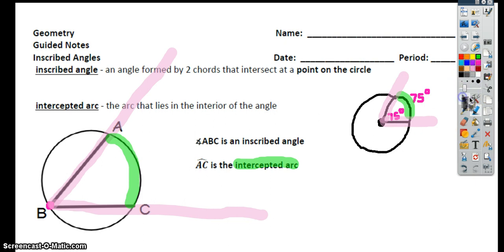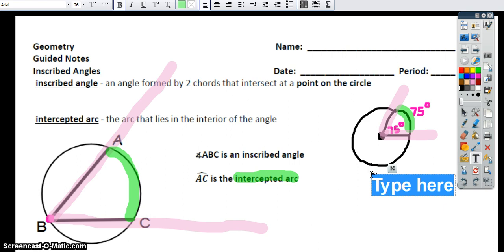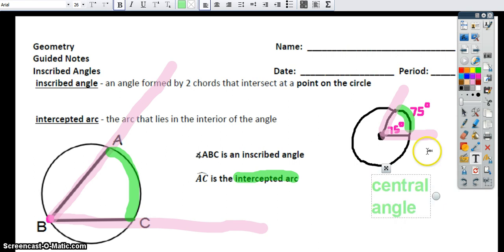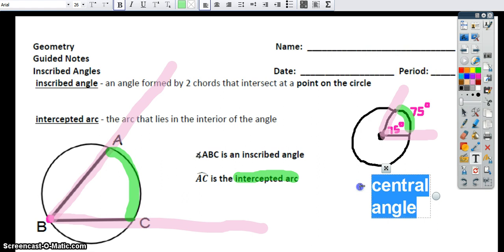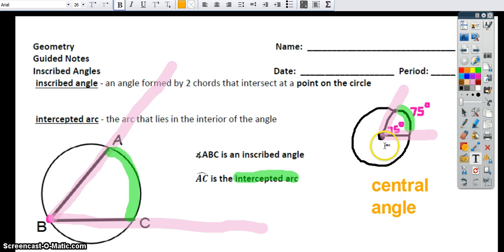Now, what we find below here is, unlike this is a central angle over here. I'm going to type that. This is central angle. And I'm going to change my color. This is a little bit easier at the board, but we can do it. There. This is a central angle over here. This one over here is an inscribed angle.